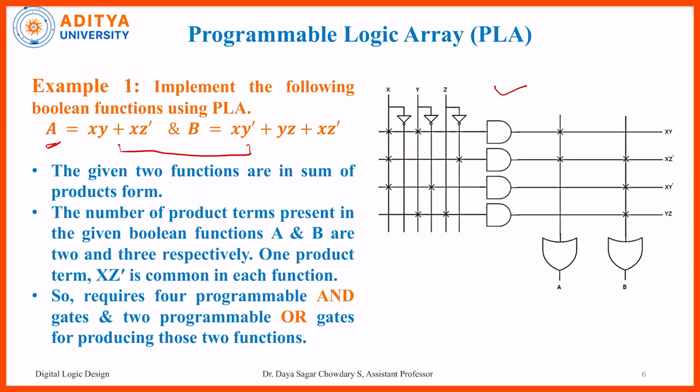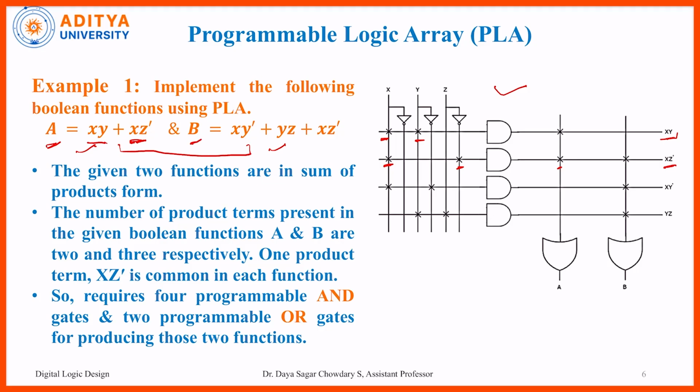So here A: implement the following Boolean functions using PLA. A is one equation and B is the other equation. Now A contains the xy term and the xz bar term. The inputs to the AND gate are x, y, so we give x and y and the output is the xy term. And A also contains xz bar, that means x and z bar combination is given to an AND gate, and finally we get the output xz bar.